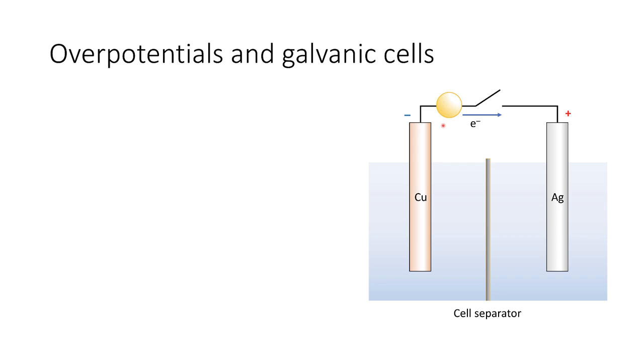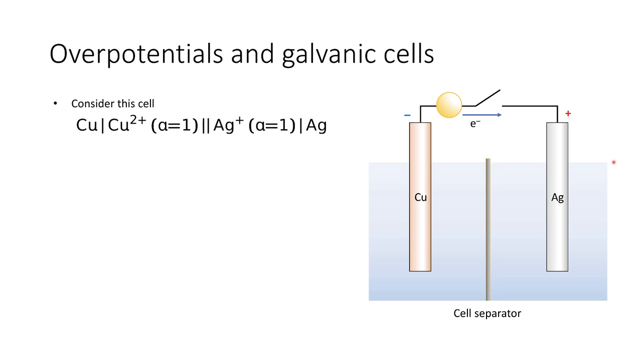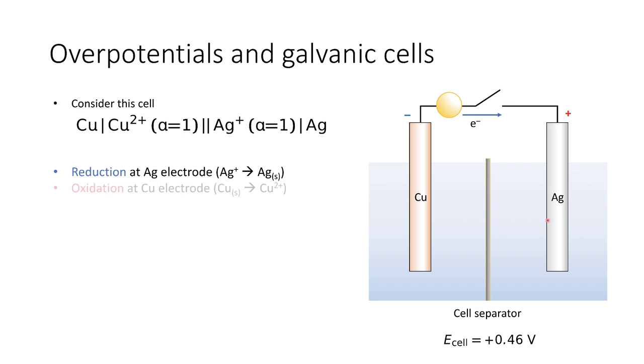We're going to first look at galvanic cells. So remember, a galvanic cell is one where we simply put electrodes into the electrolyte and the cell potential drives electrons through the external circuit. So let's consider the cell here where we have copper and silver present in the cell. This cell potential we can calculate under standard conditions would be about plus 0.46 volts. Under galvanic conditions we would expect to have a reduction at the silver electrode. So we have the silver ions being reduced to silver metal, and at the copper electrode we would expect to have oxidation, where we have the copper metal going into solution as copper ions.